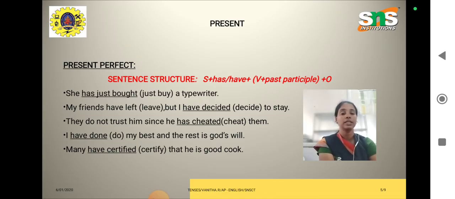So for the perfect tense, what you should remember is that it has the have verbs and the main verb will be in the past participle form, and in some cases we have irregular verb forms.